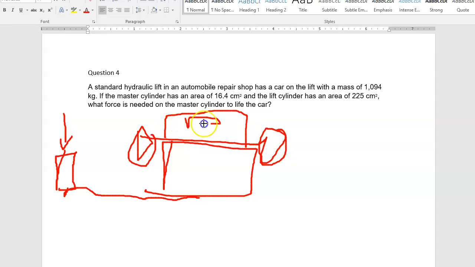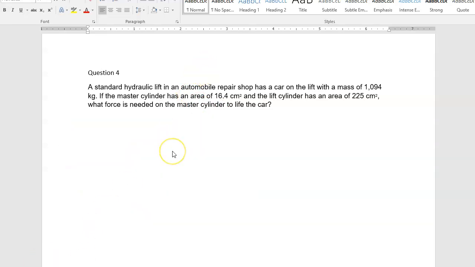Okay, so you got your car. Yay, it's the grill. There's the top of the car. Okay, and so you push down on the master cylinder and it pushes up on the car. And so the question is, we've got a car that's 1,000 kilos, and the master cylinder is 16.4 square centimeters, and the lift cylinder is 225 square centimeters.